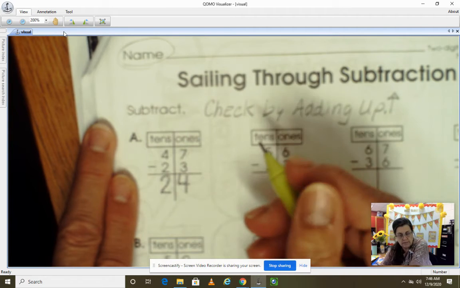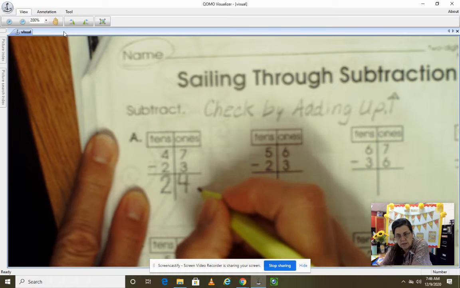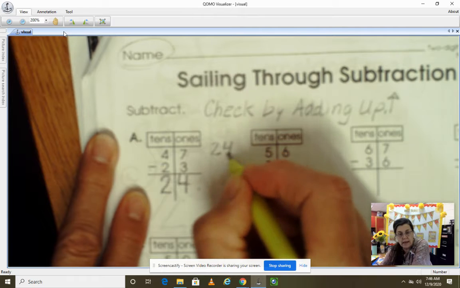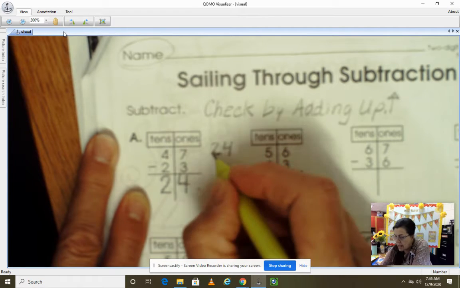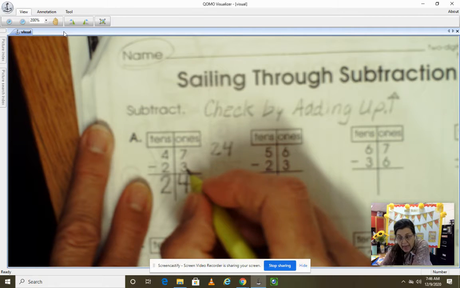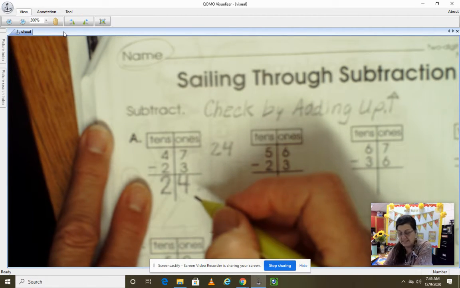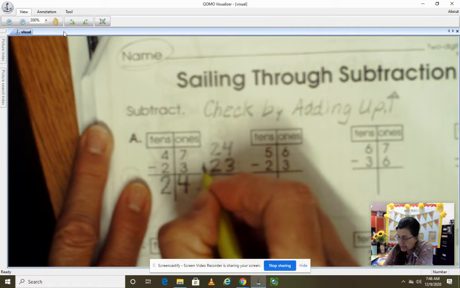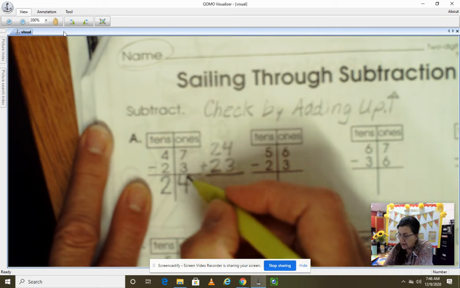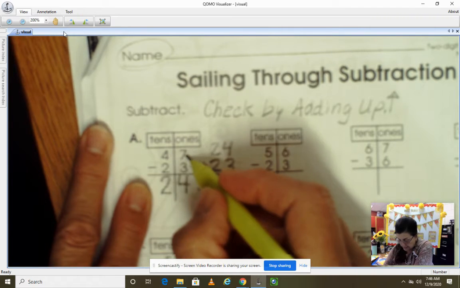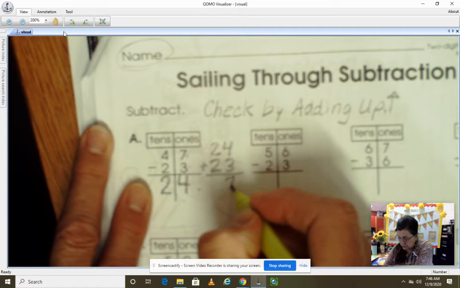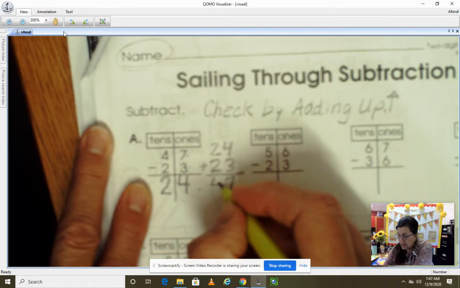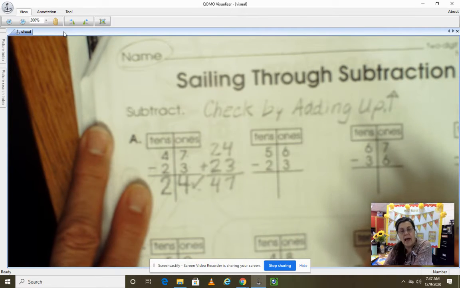Now, how can I check and make sure that's correct? I'm going to start at the bottom and add up. So I'm going to rewrite it right here. I'm going to write my answer, 24, at the top. And then I'm going to write the subtrahend. That's a fancy word for the second number in a subtraction problem. I'm going to write it underneath just like it is, and I'm going to add. 4 plus 3 equals 7, is that true? And 2 plus 2 equals 4, and that's true, then I know my answer is correct, okay?